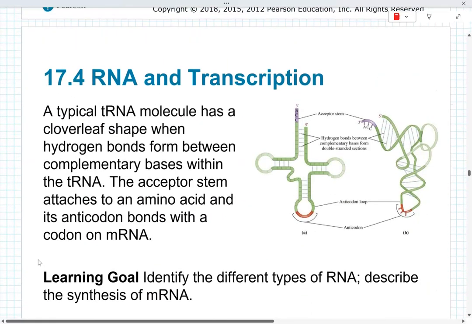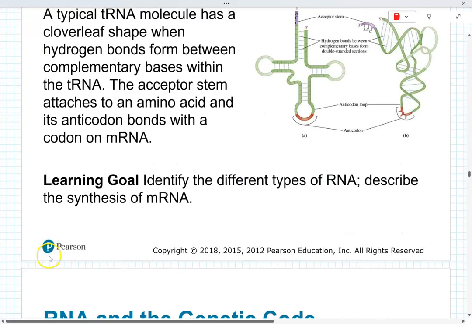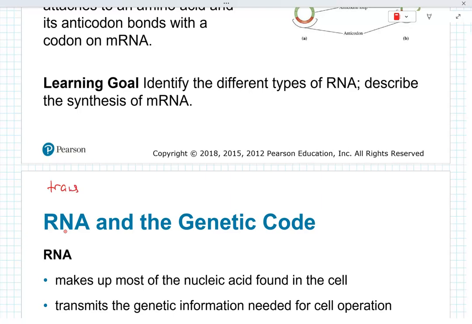So, as we discussed before, the first step of gene expression is transcription, right? So, during transcription, DNA uses a template to make RNA molecules, okay? Now, there are 4 types of RNA. Well, okay, for our intents and purposes, 3 types that you should be aware of. The one that you just saw is a transfer RNA. And 2 others are messenger and ribosomal.